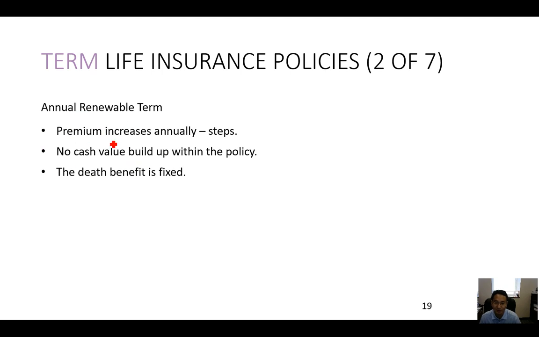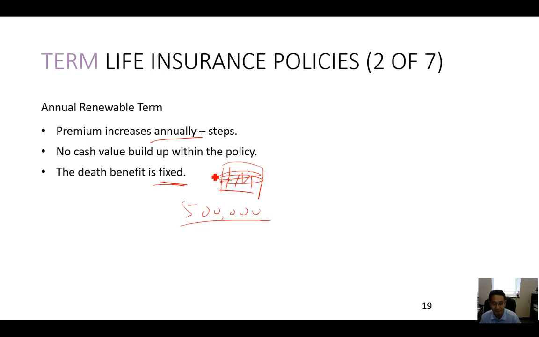Annual renewable term, premium increases annually. Basically, it's renewed every year, and as you age, the probability of death is higher. That's why the premium increases. You have no cash value in any term life insurance. Death benefit is fixed. If you have 1 million, then it stays at 1 million. Okay, I don't even think they write 1 million anymore. You probably can get like $500,000.